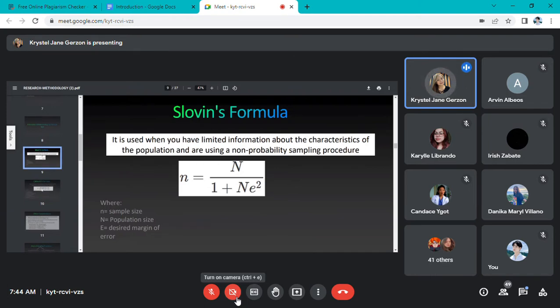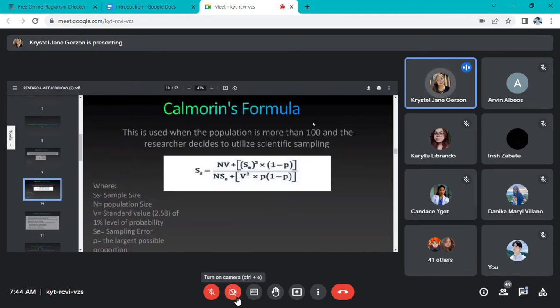Another formula that you can use is the Calmorin's formula. This is used when the population is more than 100 and the researchers decide to utilize scientific sampling. Now, this one's more complicated, but there are video tutorials, guys, on how to use Calmorin's formula. And in your book as well, there is a sample computation of the Calmorin's formula. So you can just look it up there.